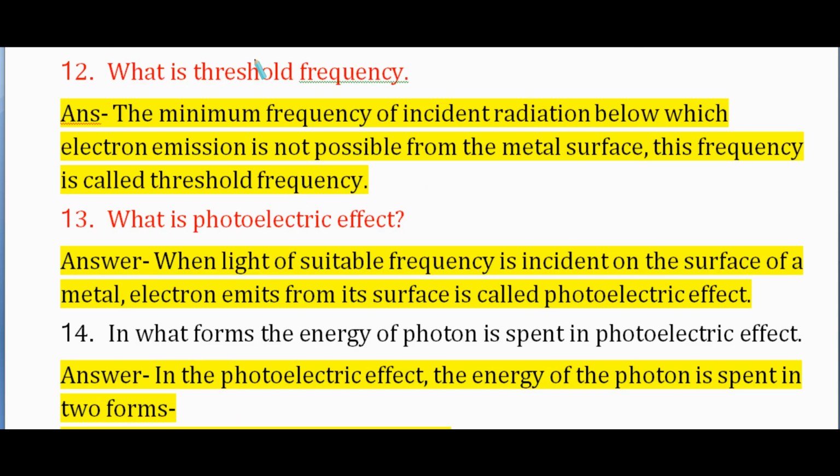What is threshold frequency? The minimum frequency of incident radiation below which electron emission is not possible from the metal surface. This frequency is called threshold frequency.